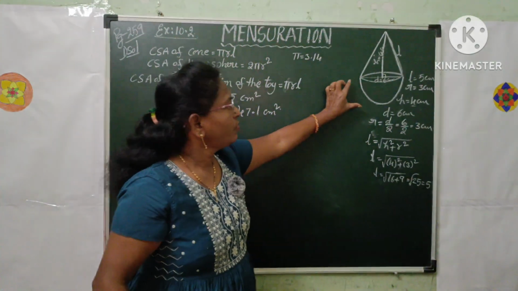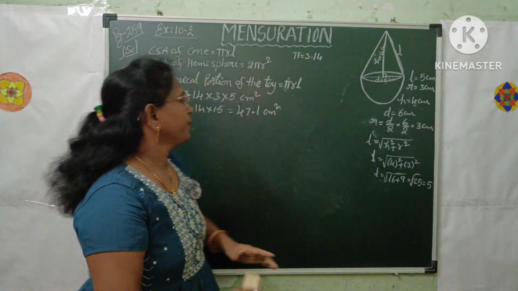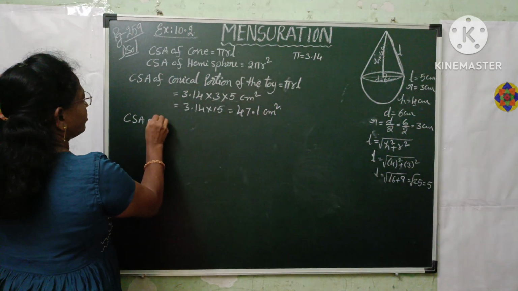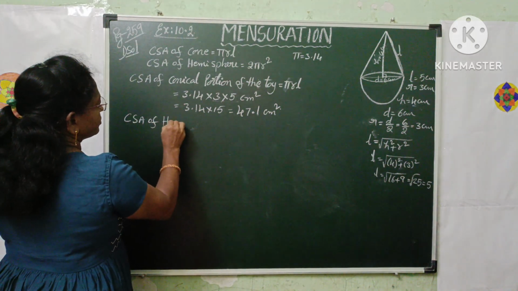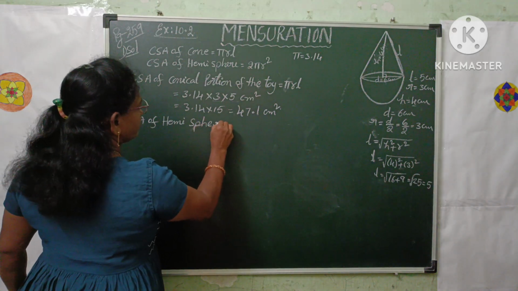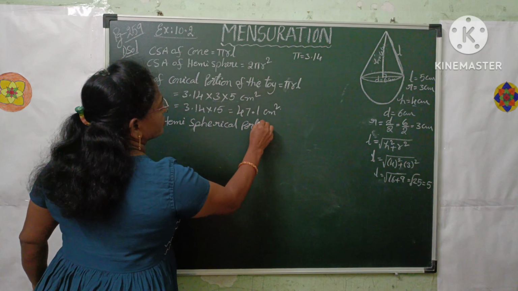Okay. Next, the surface area of the hemispherical portion. Next, CSA of the hemispherical portion of the toy.